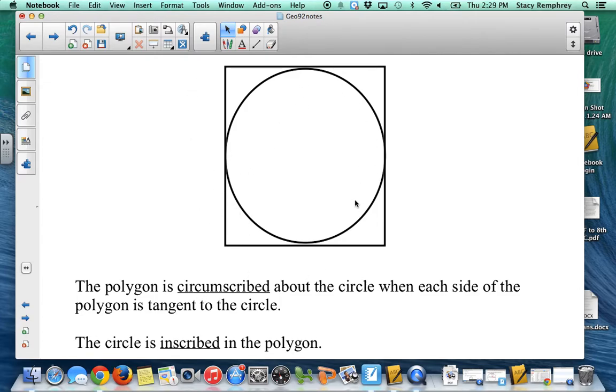The circle is inscribed in the polygon, so again, inscribed doesn't just mean inside, it means it's tangent to the sides.